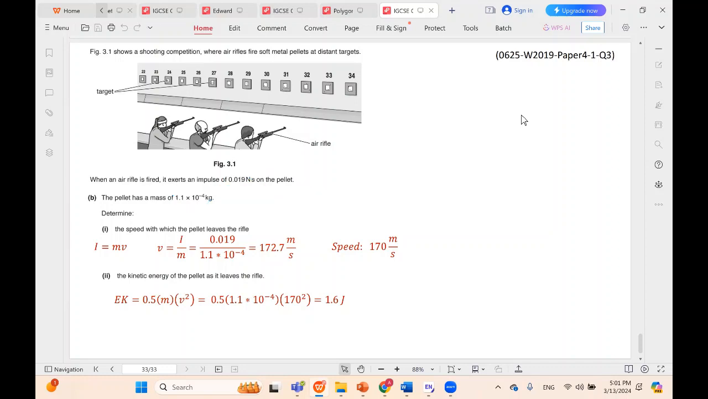Next, we want to get the kinetic energy, and the kinetic energy is half mv squared. We have the m and we have the v. We multiply them by each other, and we get the kinetic energy of the pellet, which is 1.6 joules. And this wraps up the question.